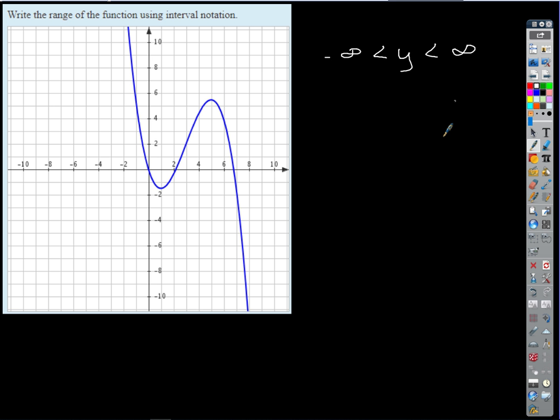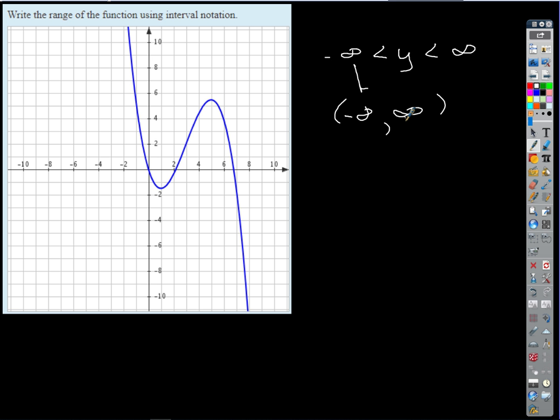What would that look like in interval notation? Parentheses, good, because I can't have brackets. I can't include the infinity, I can never get there. Then negative infinity has to be on the left, and positive infinity has to be on the right. It's the only way it could ever be.